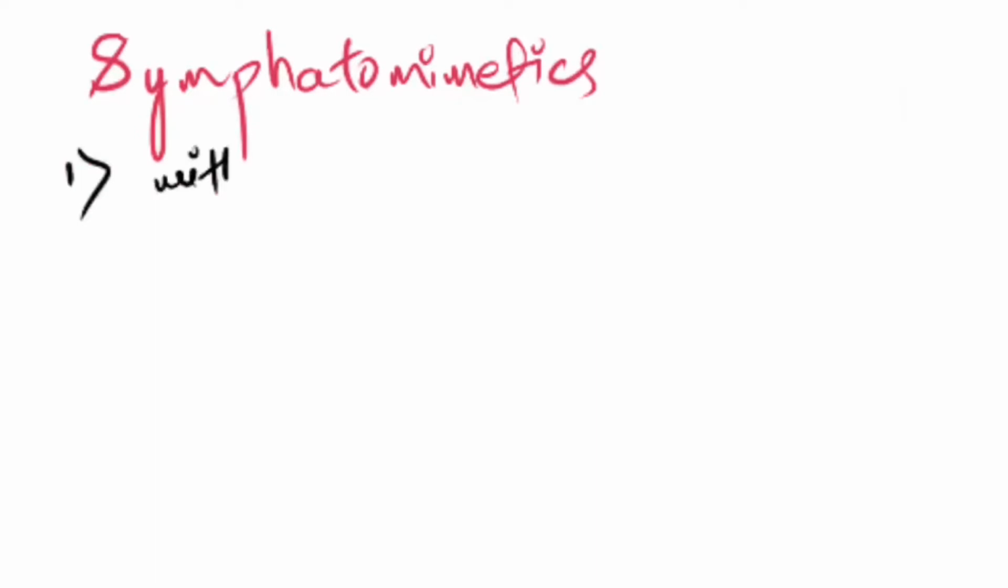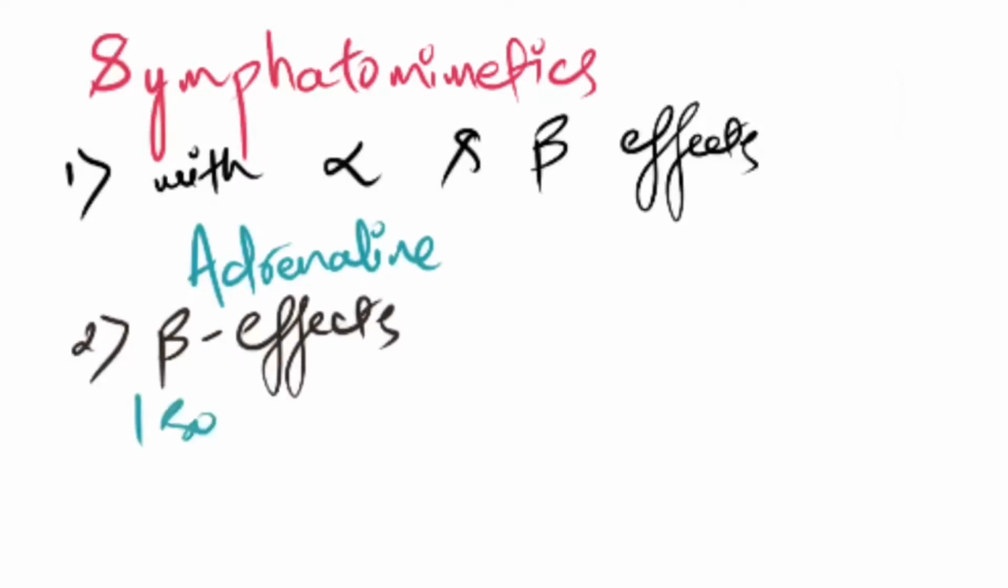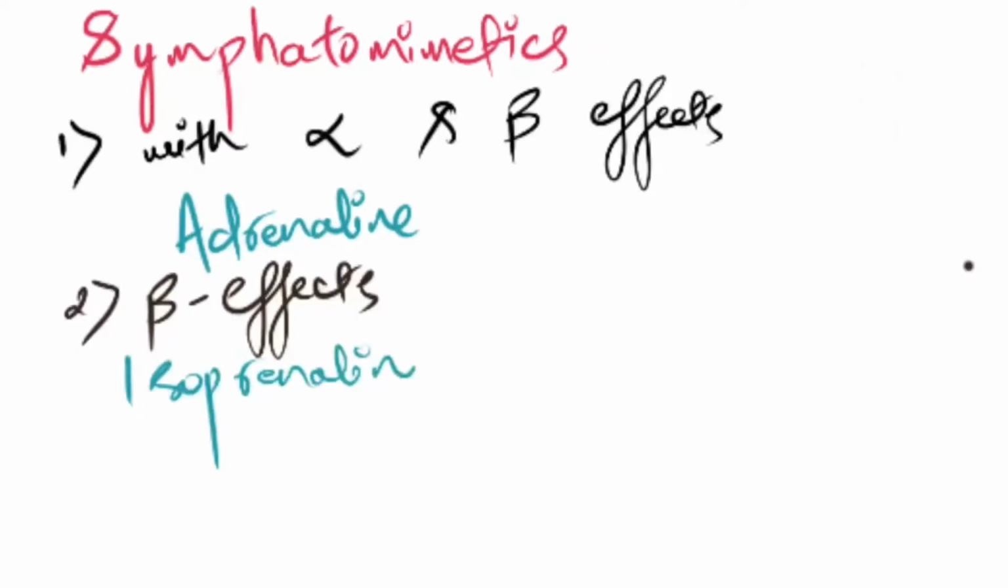The sympathomimetic drugs act on the receptors and cause the dilatation of the lungs. Under the alpha and the beta effects, it will be adrenaline, and under only the beta effects, it will be isoprenaline. So how to remember this? Adrenaline is a flight hormone that increases the heart rate. Mostly it increases the activity of the body.